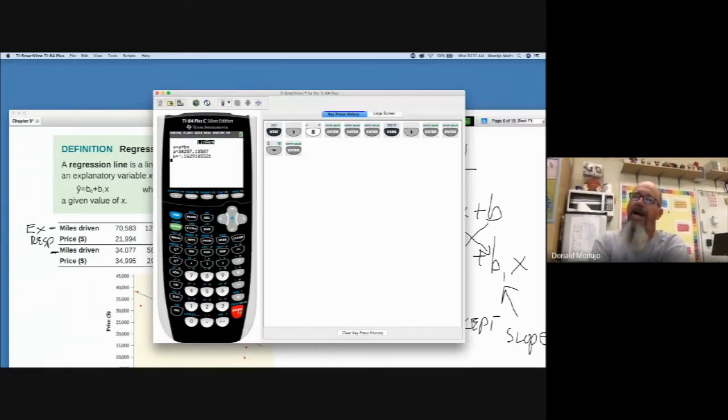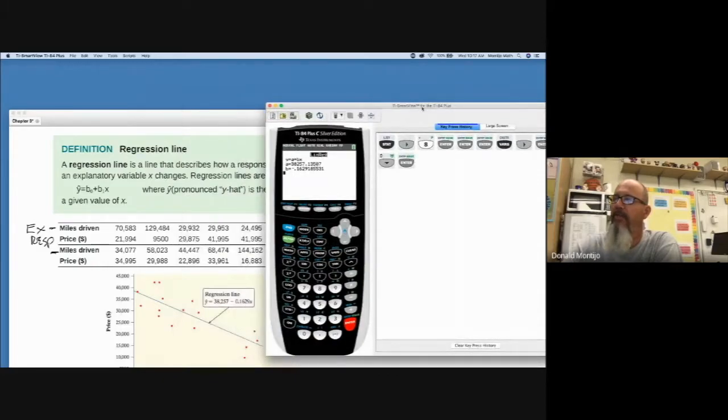And check it out, Y equals A plus BX. So you can see here that this equation, A is 38,257.13507 and B is negative 0.1629. And if you look at the equation in the book here, it's the same thing we had. Y hat equals 38,257 minus 0.1629x. So the calculator just came up with this equation of this blue line right here for us.